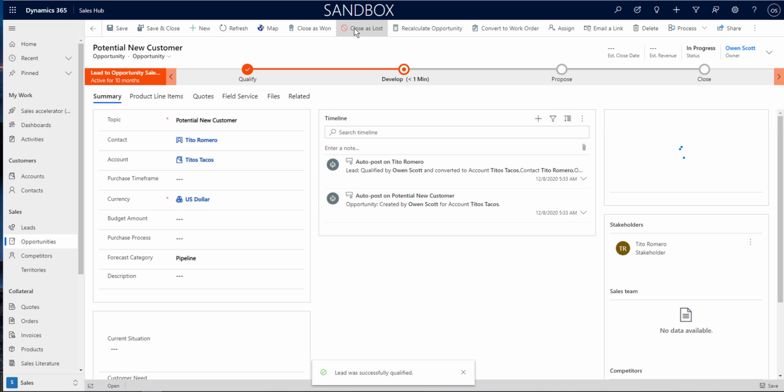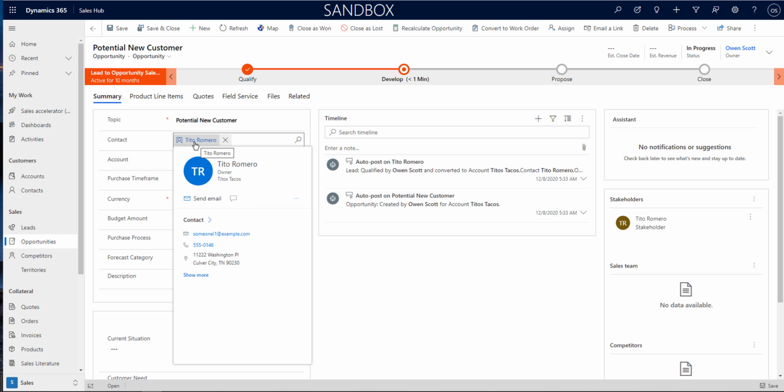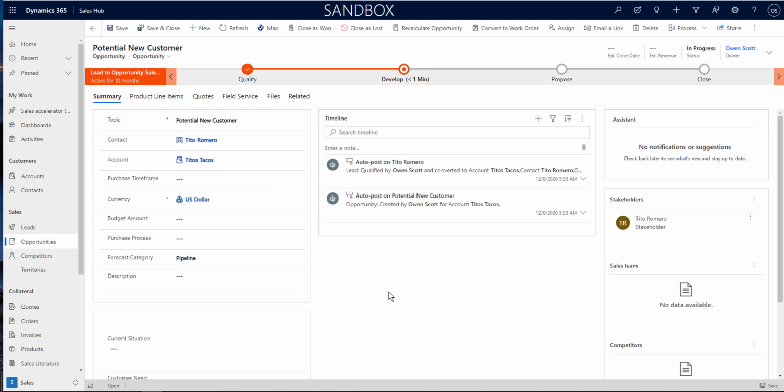So now I'm looking at an opportunity. It was a lead, and now it's an opportunity. There are some significant differences. First of all, the opportunity now contains a related piece of information, another record in the system, which is a contact. And that contact was created. It wasn't there before. It was created from the first and last name and contact information, telephone number that was on the lead. Also, the account was created as well. The account was the company name listed on the lead. And finally, the topic is the name of the opportunity from the lead.